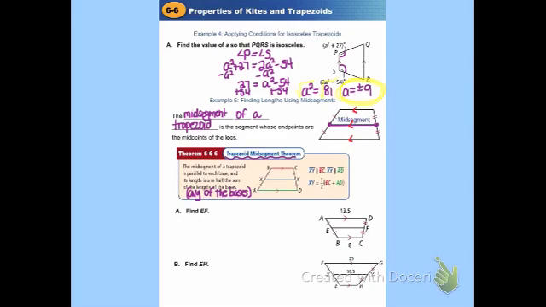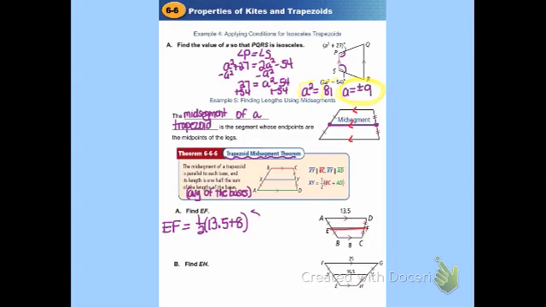Okay, so say in this example, for A, I wanted to find the length of EF. So here's EF. I want to find the length of that midsegment. What we just learned is that the midsegment is 1/2 the sum of the length of the bases, or another way to say that is the average of the bases. So I could say that EF is equal to 1/2 the sum of the bases, which are 13.5 and 8.